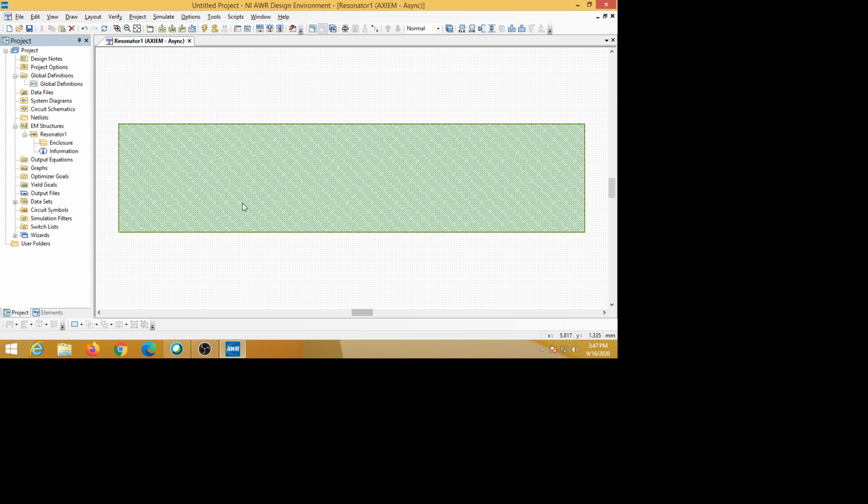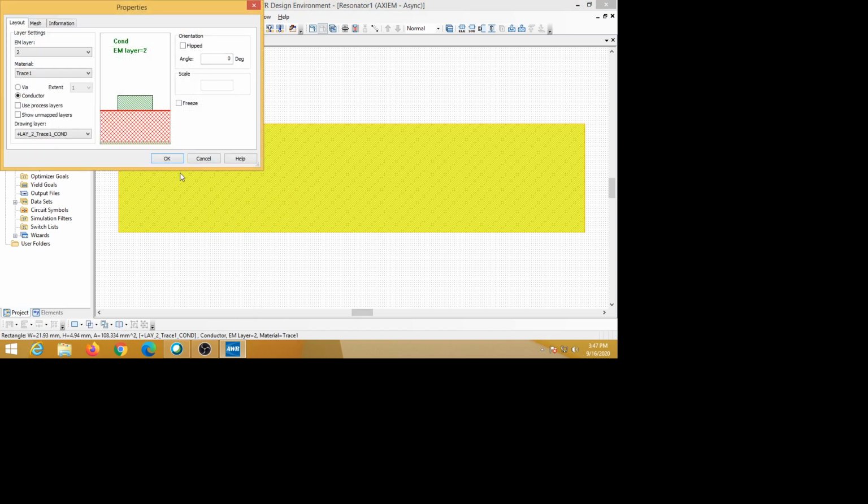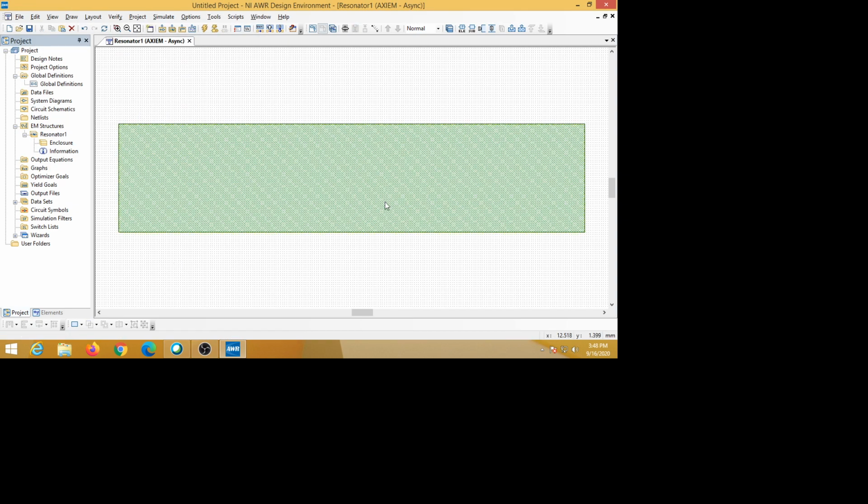So while drawing, if some other material is selected, you should see which color is given to that copper. If that copper color is not coming, that means some other material has been taken to draw this structure. So we have to double click over this, then right click, and go to shape properties and change here. It should be trace 1, and it should be conductor, that is copper only. The color whichever you have chosen must appear like this, then you make it okay. So this is our one.